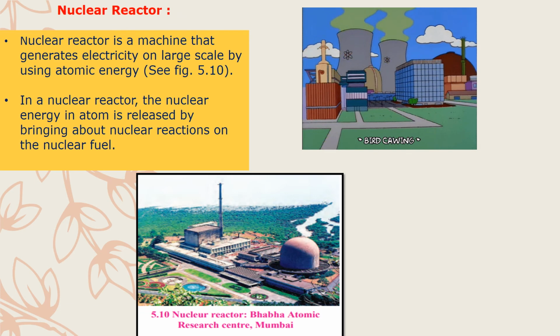Nuclear reactor. A nuclear reactor is a machine that generates electricity on a large scale by using atomic energy. You can see this in figure 5.10. Now in a nuclear reactor, the nuclear energy in the atom is released by bringing about nuclear reactions on a nuclear fuel.